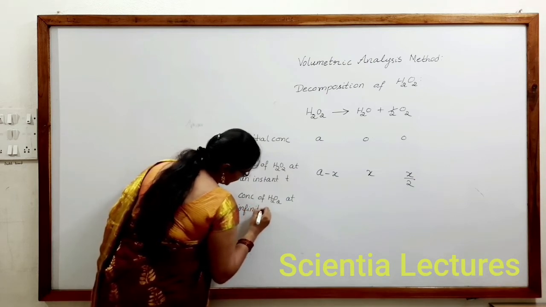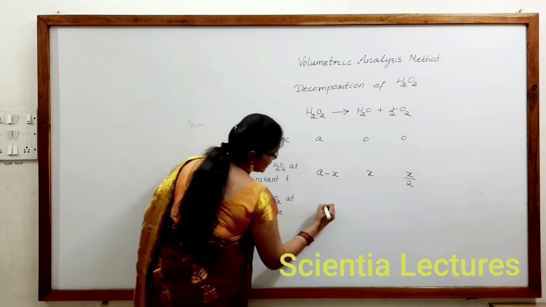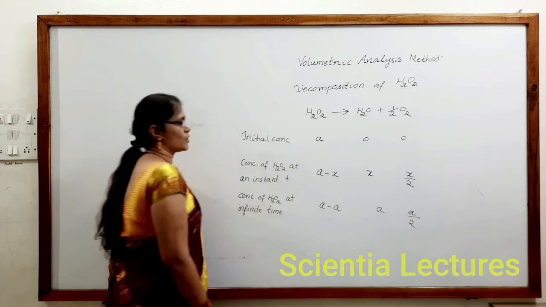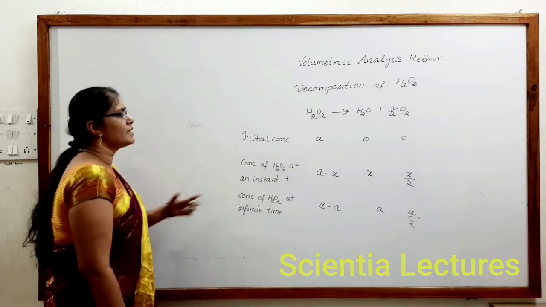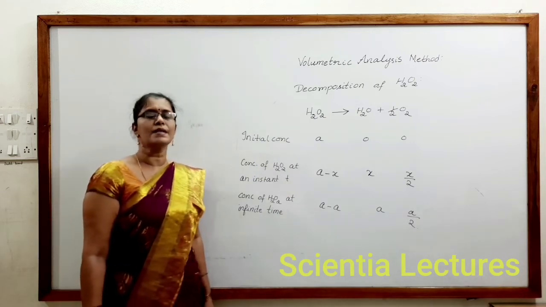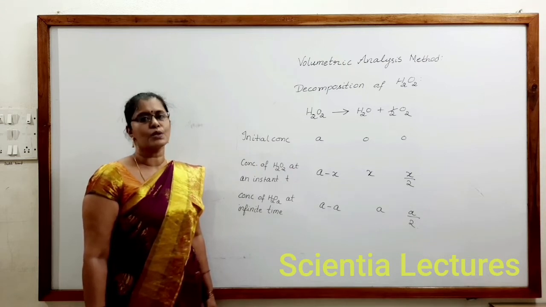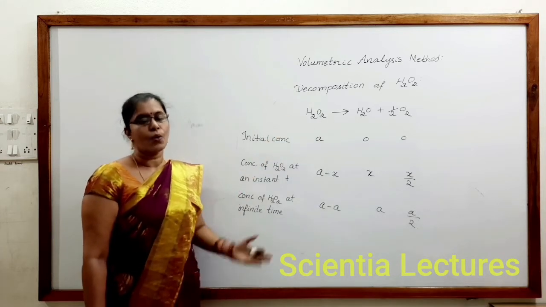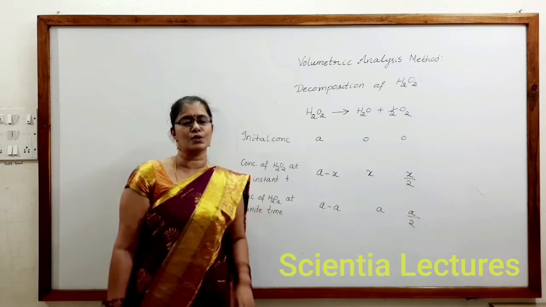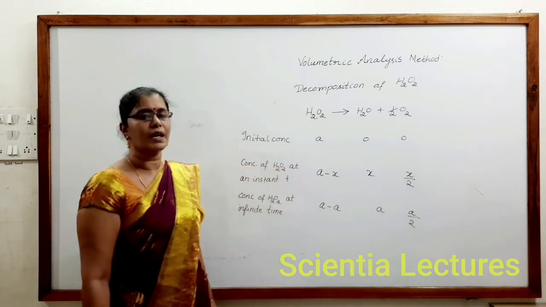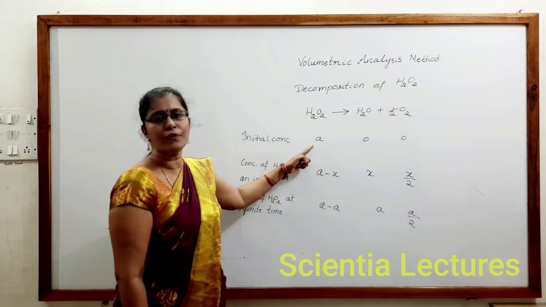If we assume at infinite time, this could be written as A minus A by 2 according to the reaction ratio. Now, listen carefully here. In this case, if hydrogen peroxide is titrated with hypo, Na2S2O3, sodium thiosulfate, only H2O2 reacts with it. The volume of hypo initially consumed will be mentioned in the question. It will be equivalent to A of H2O2.